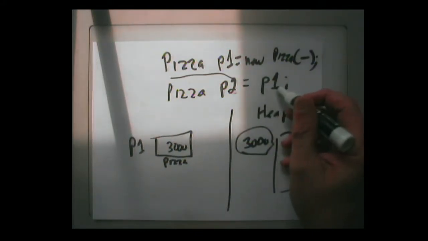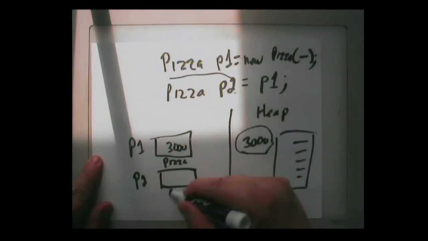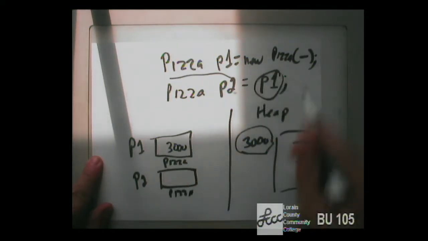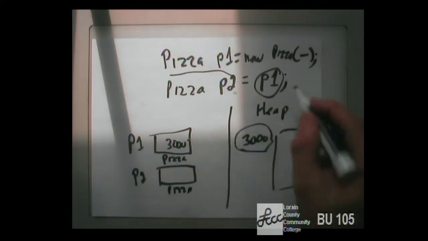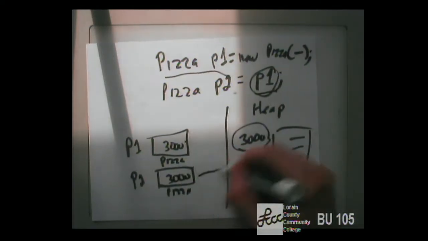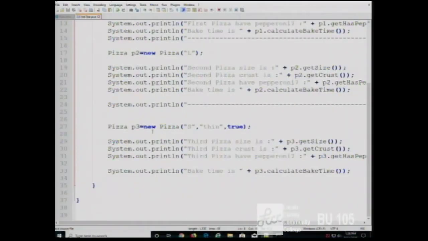Notice the next line says Pizza P2 equals P1. It is going to create a different variable. And what's it going to store? Is it going to store a new pizza object or a pointer to a new pizza object? No. It's simply going to copy the pointer from the other variable. So both of these are pointing to the same object. Not two copies of the same object. The same object. Which means if I call a function on P1 to change something, I've changed that value for P2 as well. Let me demonstrate that. I'm going to put at the bottom of this some more code.